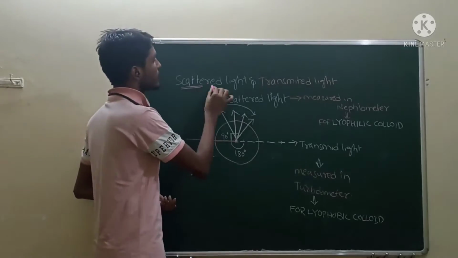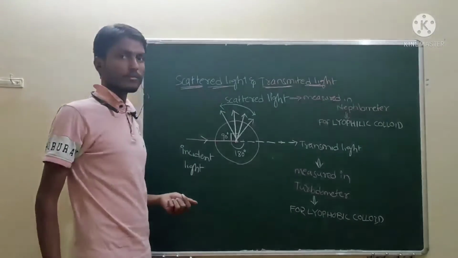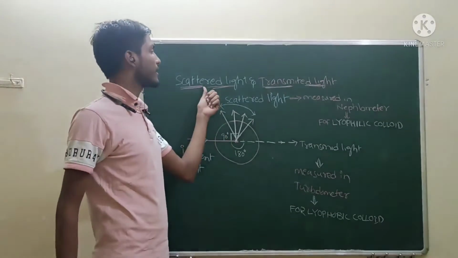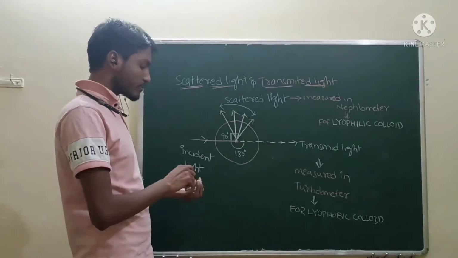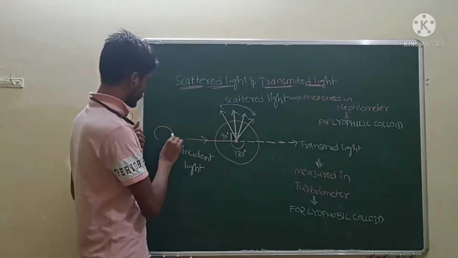The topic is: what is the difference between scattered light and transmitted light? So this is the incident light from the source.